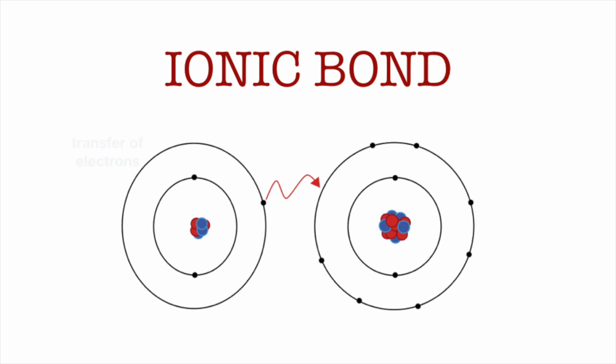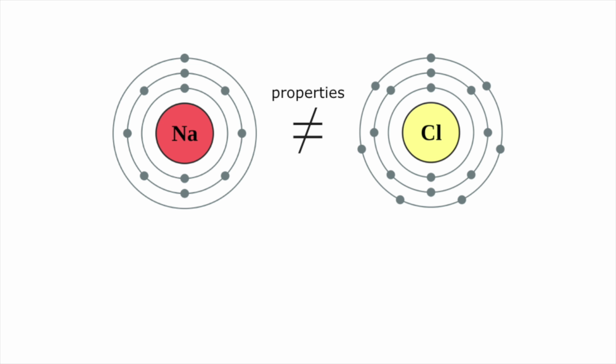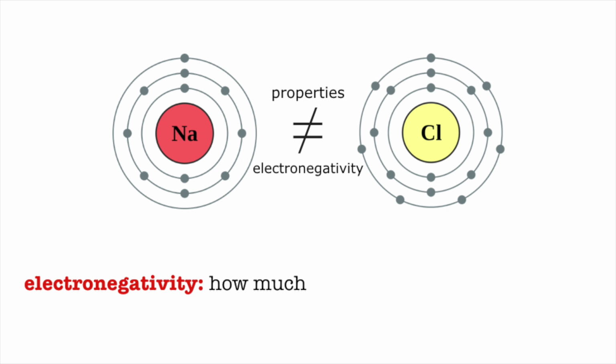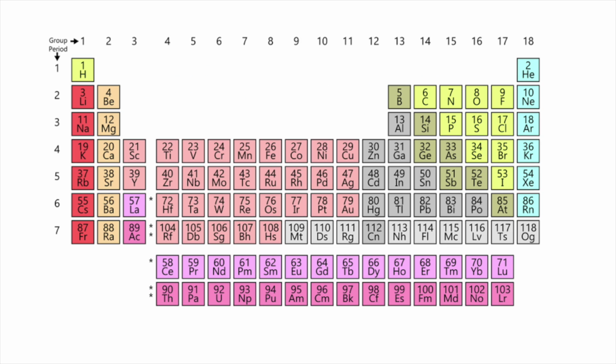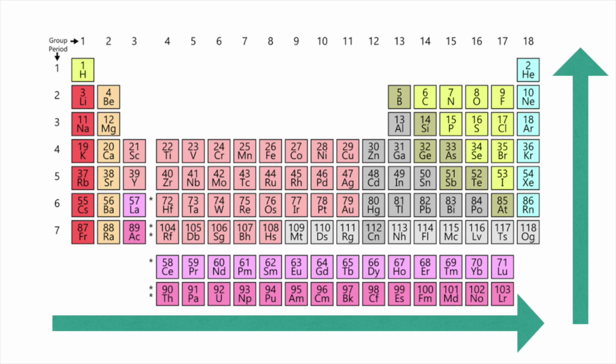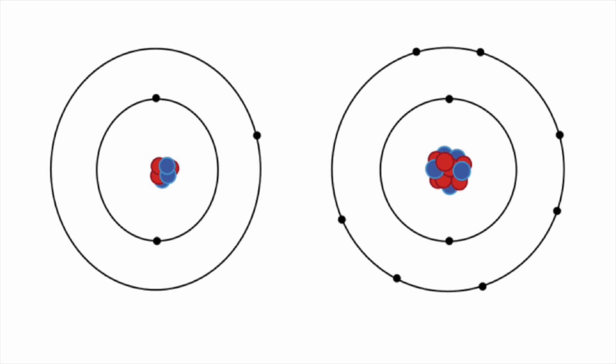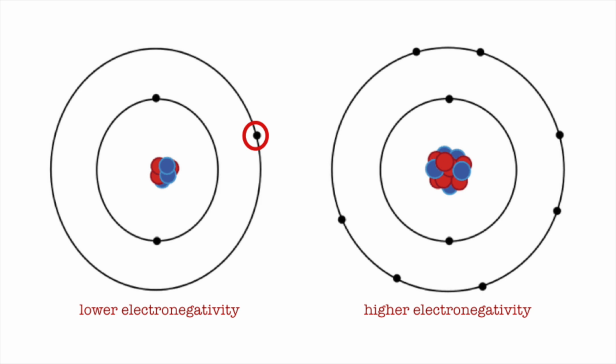This substance is formed by something called an ionic bond, which is the transfer of electrons between atoms. Not only are sodium and chlorine different in their properties, they are also super different in their electronegativities. Electronegativity describes how much an atom can attract electrons. Looking at the periodic table, atoms become more electronegative as you go up and to the right, making fluorine the most electronegative element. When two atoms that have a high difference in electronegativity come together, the atom with the higher electronegativity attracts electrons more, and the electrons will transfer from the atom with lower electronegativity to the other.